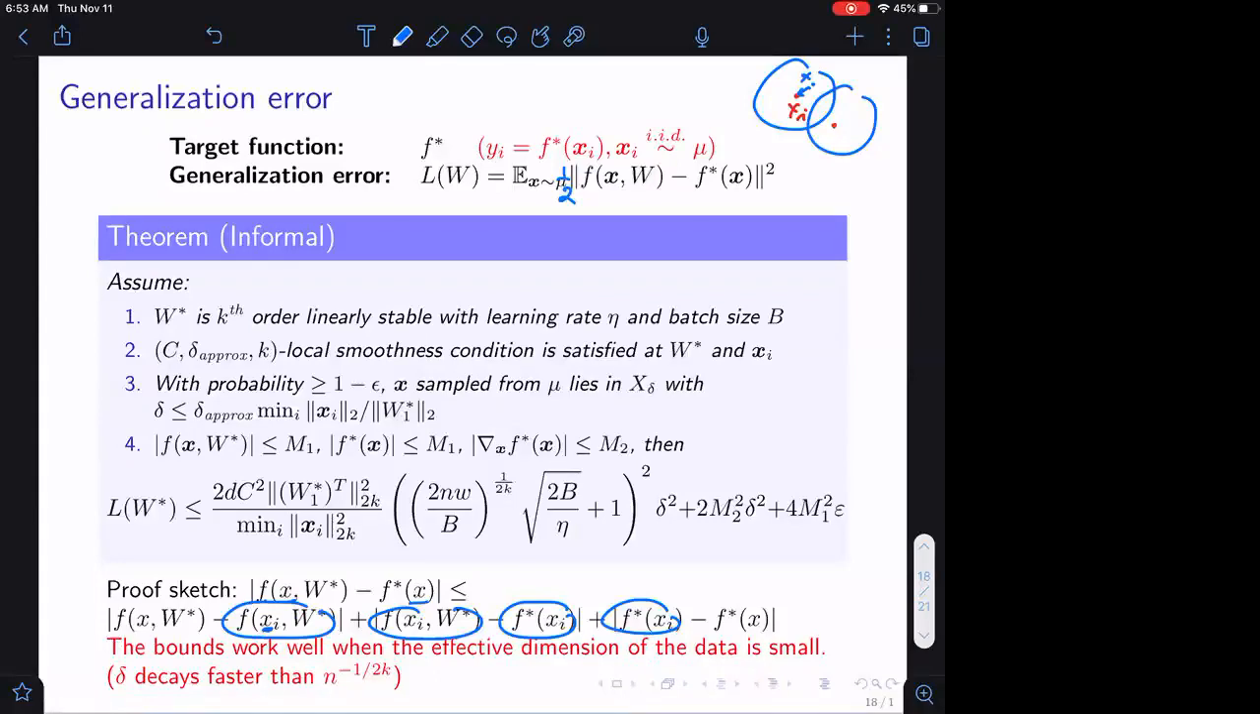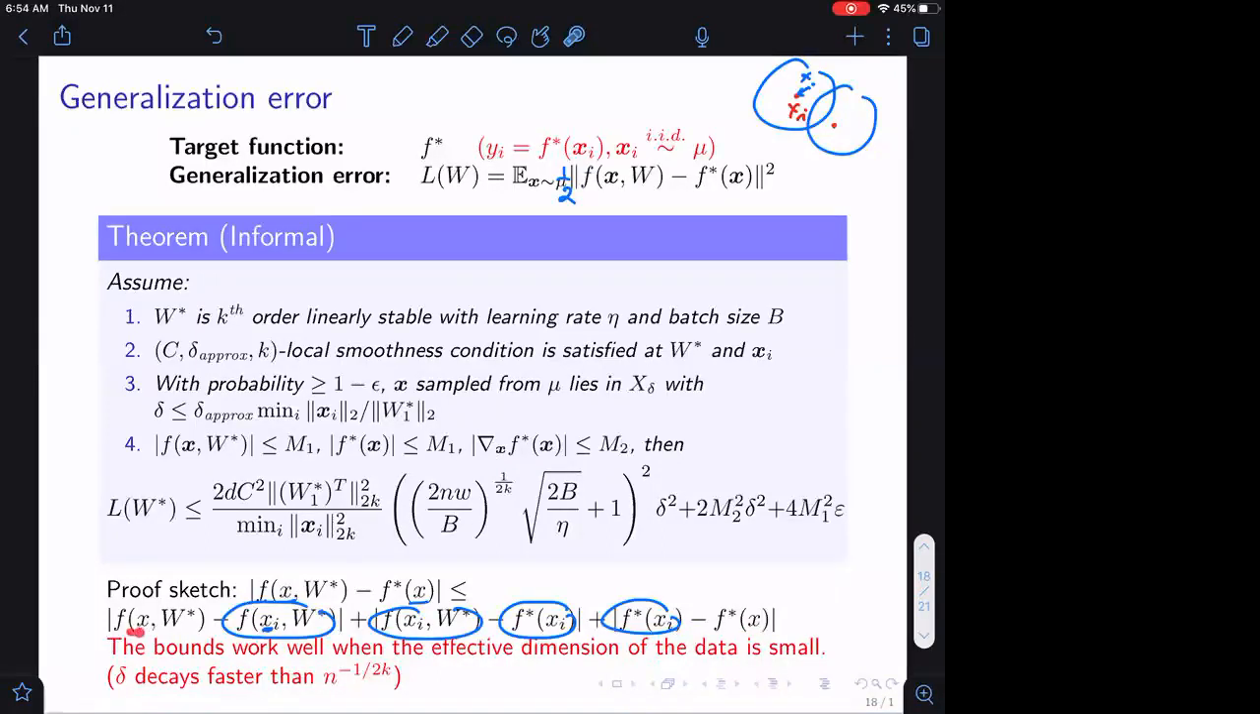Then these terms cancel out, I put in an absolute value, and I get an upper bound. If you look at the middle term, the second term is in fact equal to 0, because this is the difference at my training data with the parameter W star, and my W star is interpolating, so this term is automatically 0. The last term does no harm either, because this is a statement about my target function, and it can be bounded by the gradient of the target function times the difference between xi and x. As long as this gradient of the target function is bounded, this term is also small.